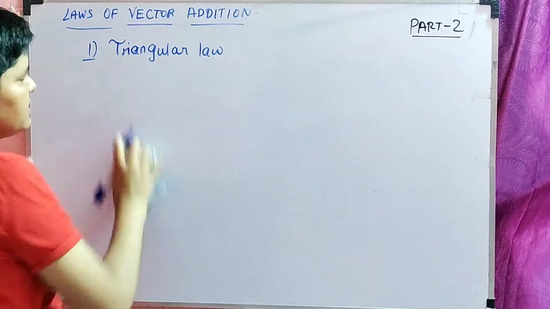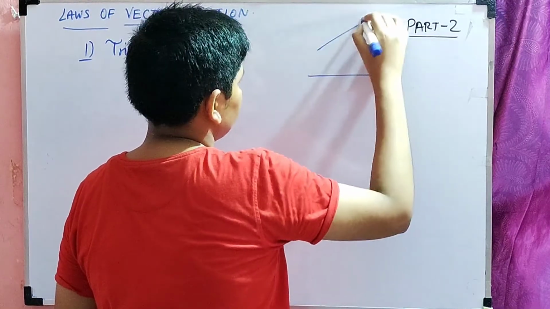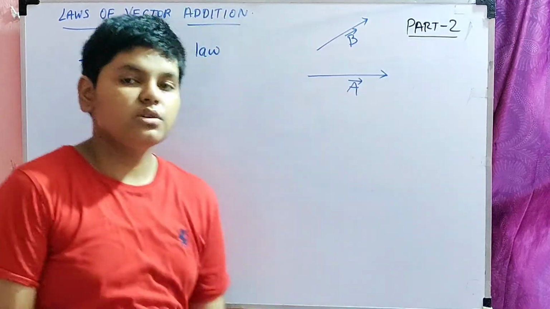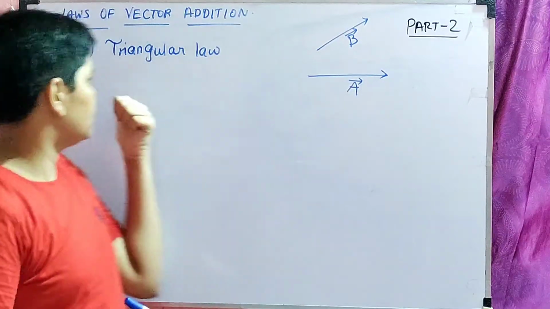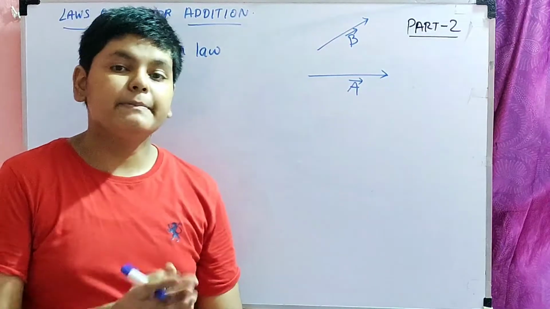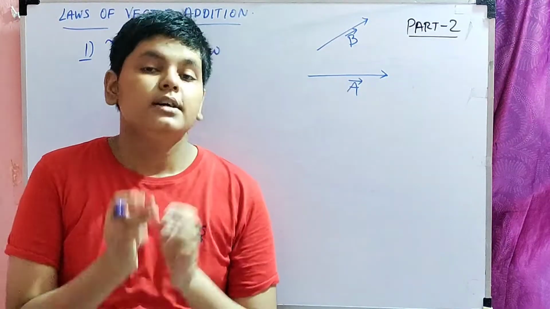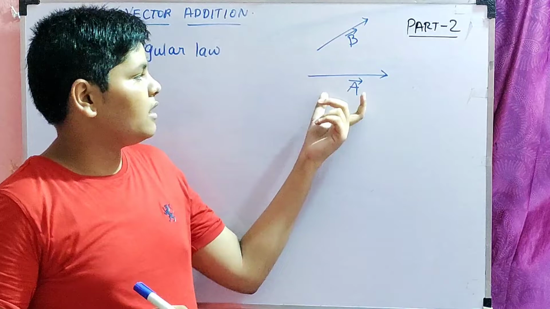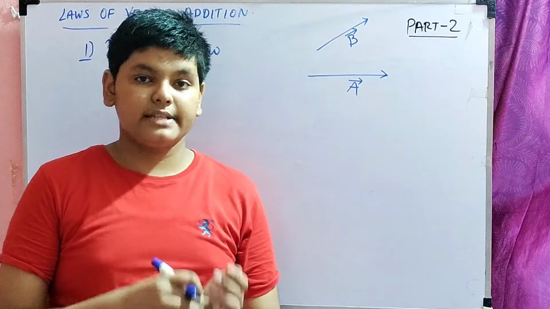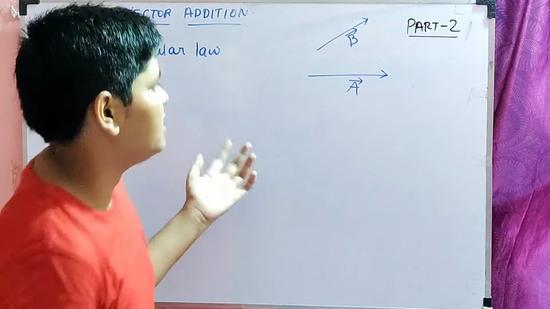So let us take the statement of the triangular law. For example, you have 2 vectors like this. Here we can take this as A bar, B bar. So the statement of this triangular law is that if two vectors represent 2 sides of a triangle, taken in continuous order, then the third vector is taken in the opposite order. So how can you explain this? How do you understand this one?